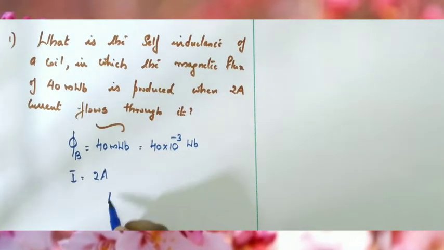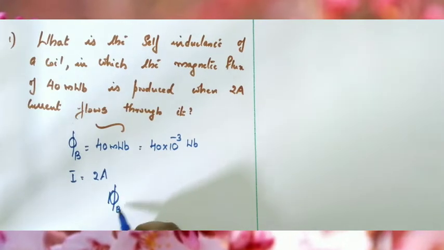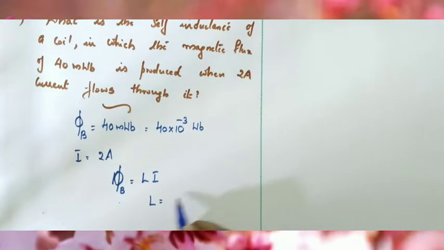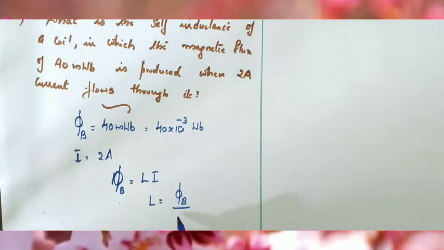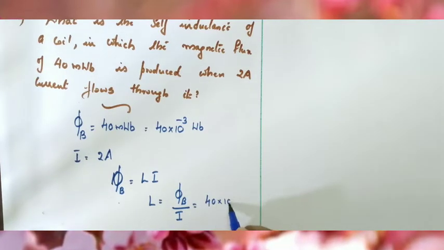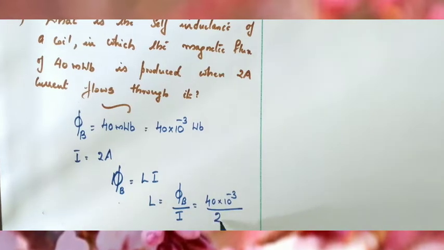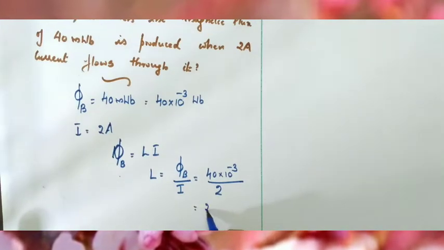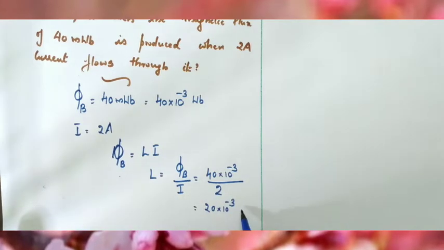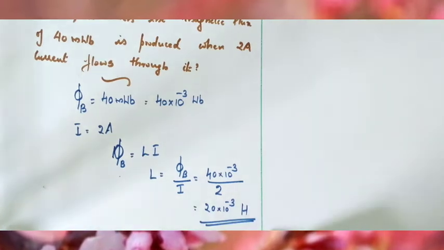Now there is a direct formula. Magnetic flux and current and self-induction are related by phi b is equal to L i. Isn't it? Self-inductance L equal to phi b divided by I. Direct question. Phi b is 40 into 10 raised to minus 3 divided by current, which is 2. So it is 20 into 10 raised to minus 3. Self-inductance, what is its SI unit? Henry. So 20 into 10 raised to minus 3 Henry.